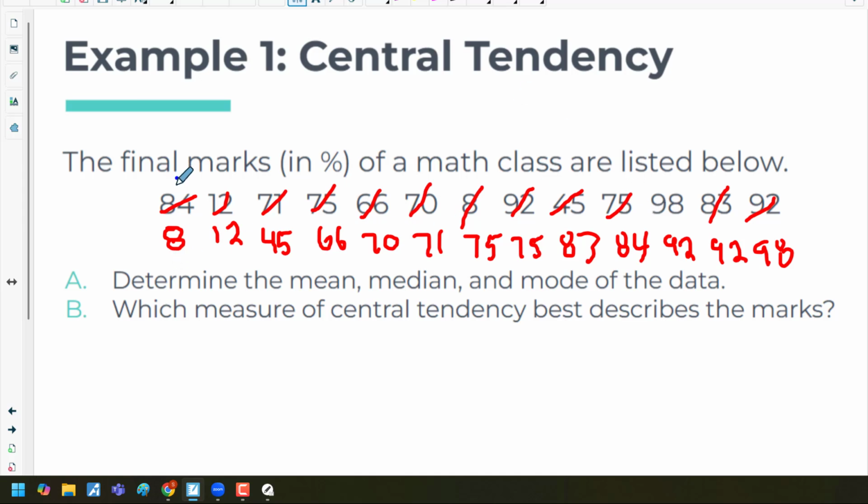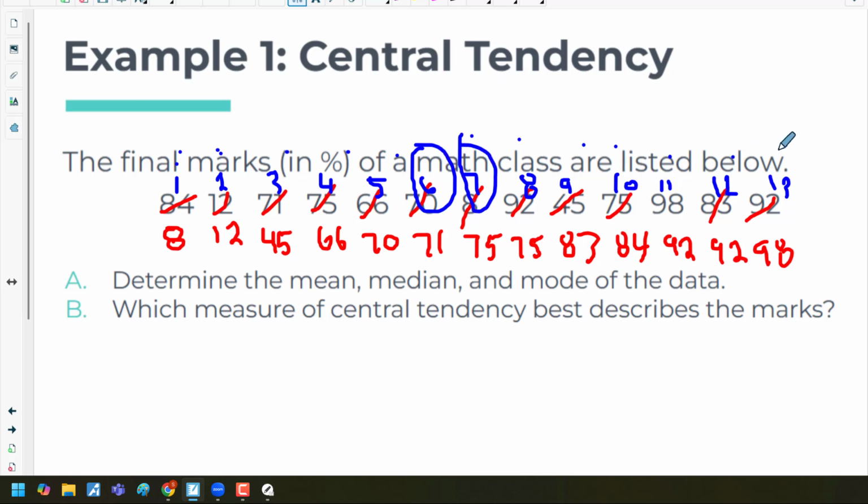Well, let's count. We have 1, 2, 3, 4, 5, 6, 7, 8, 9, 10, 11, 12, 13 numbers. So what's the exact middle number? Like, cut 13 in half. What is that? 6.5. So it's going to be like 6 or 7. Let's find out. Is 6 the middle number? Well, let's see. 1, 2, 3, 4, 5, 6. No, it's not 6. Is 7 the middle number? 1, 2, 3, 4, 5, 6, 7. Yeah, 7 is the middle number.